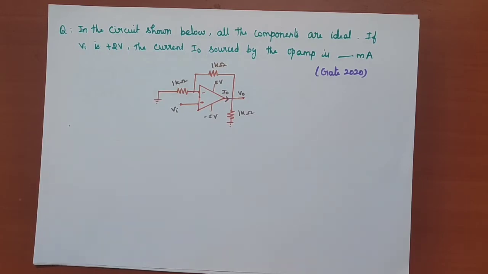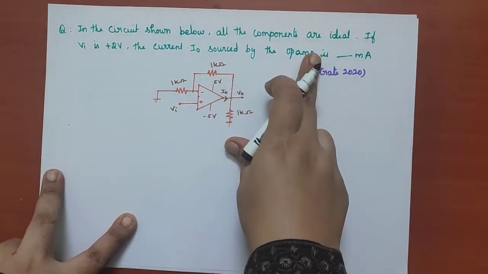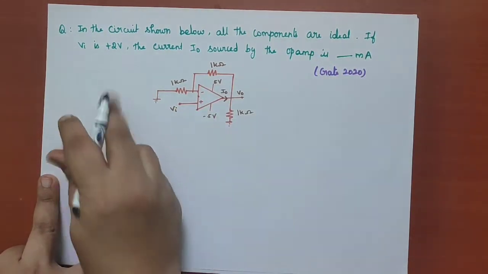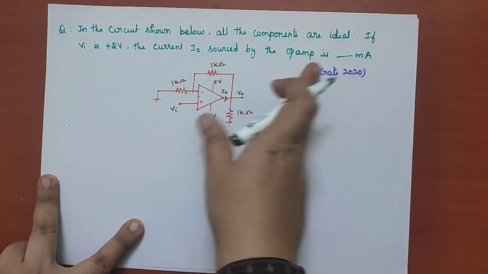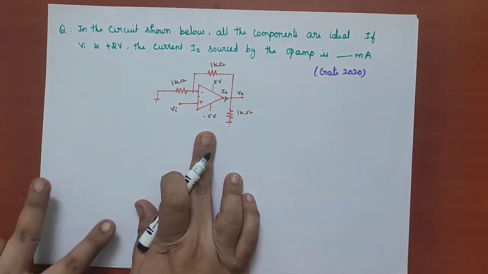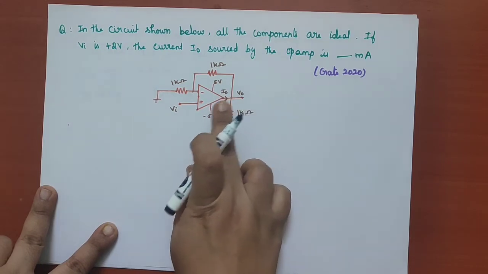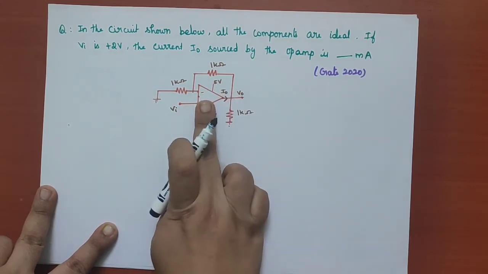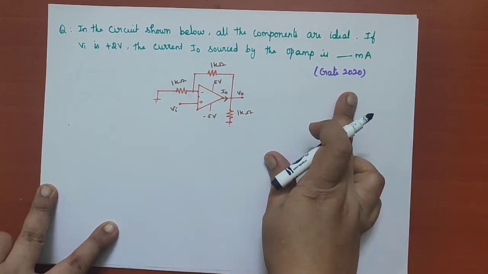So let's get started. The first question: in the circuit shown below, all the components are ideal. If Vi is plus 2 volt, the current I0 sourced by the op-amp is dash milliamp. So the given circuit is here. Here it is mentioned that Vi is plus 2 volt and we have to find the I0 value sourced by the operational amplifier. This question was asked in GATE 2020.